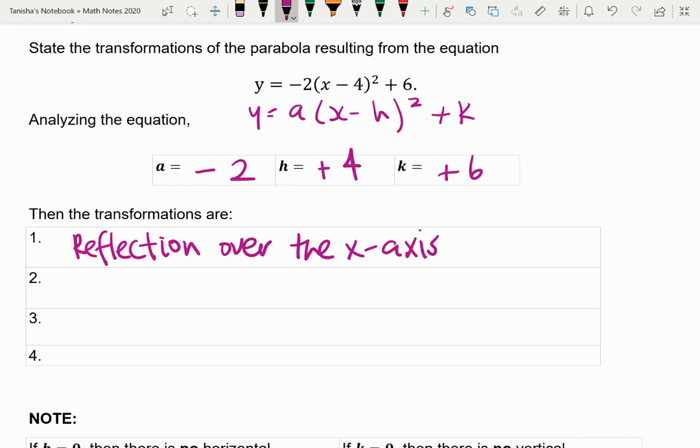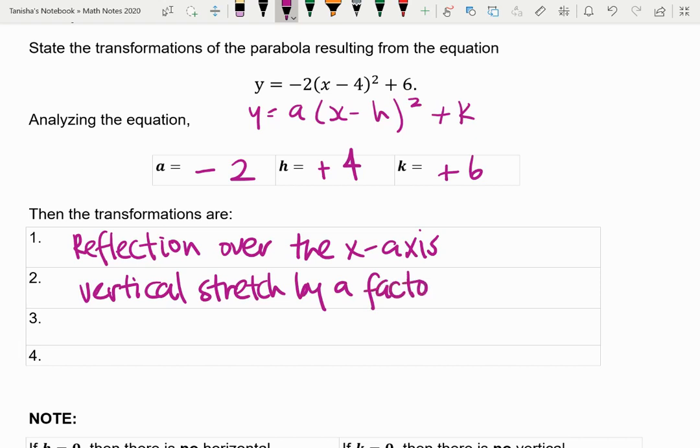Next, what about the value of a? Well, the value of a is greater than 1, right? 2 is the value of a, or the magnitude of a. So we would say that there is a vertical stretch by a factor of 2. And if we were to actually calculate this out, we would see that from the original parabola, which is represented by the equation y equals x squared, all of our y values from that parabola would be multiplied by 2. That's why we say factor of 2. Or they're increasing by a factor of 2, which gives the stretched look of our parabola.